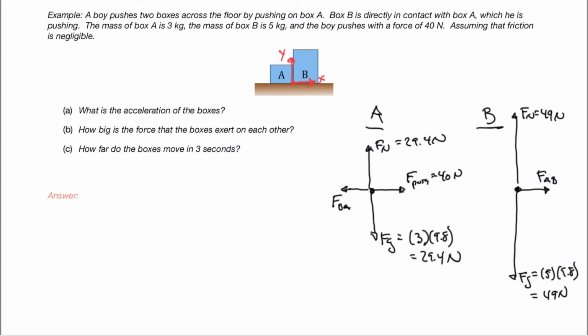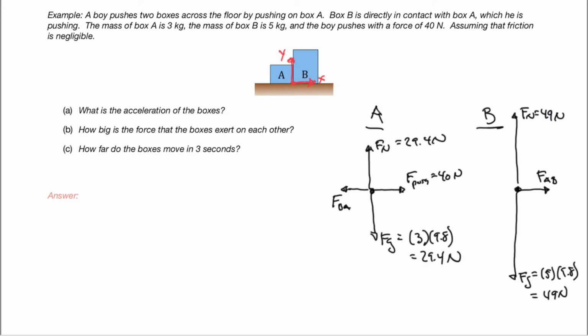Now, oftentimes students think, oh, well, the boy's pushing, and that is causing the box B to move. Shouldn't I be drawing that on this free body diagram? But if you go back to one of our tips, if it's not touching, it's not acting. And in this case, the boy is not touching box B. And so B will move, but what's going to be causing it to move is the action-reaction force that acts between A and B, not the boy's push directly. And we'll see that in just a second.